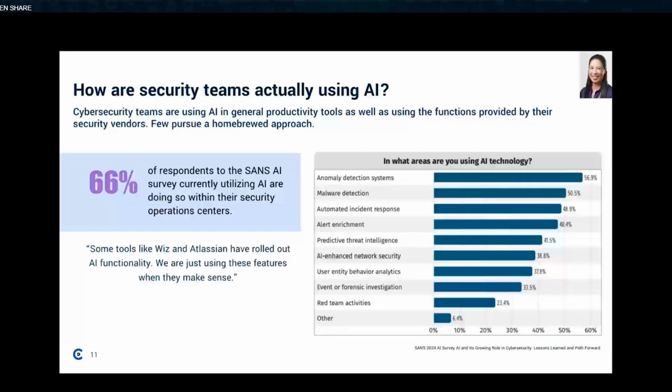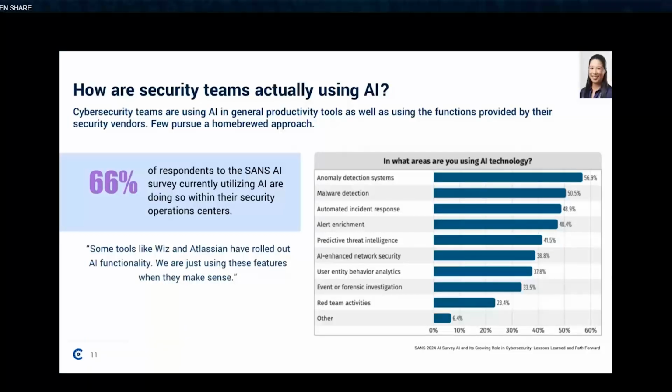So how are security teams actually using AI? We're finding that by and large, cybersecurity teams are using AI in their general productivity tools, things that we would consider part of our corporate infrastructure, things like Slack and Confluence and Microsoft Teams. Cybersecurity folks are also receiving new AI features incorporated into functions of their existing security tool stack. Relatively few of these folks are actually creating new AI and LLMs themselves.